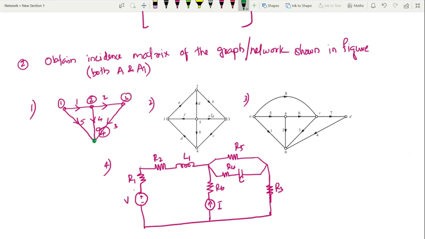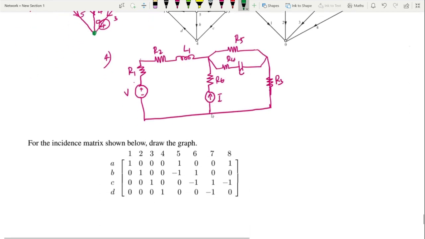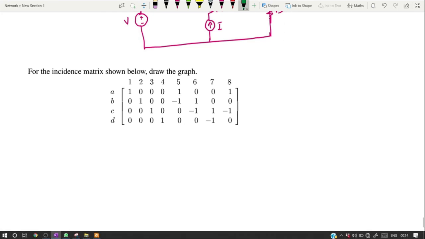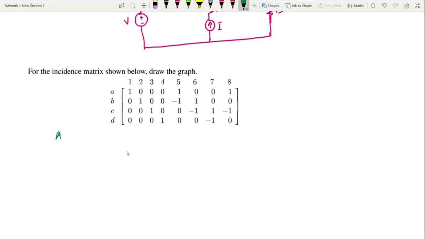Now let's see how to build the graph of a network from the given incidence matrix. So for the incidence matrix shown below, draw the graph. Let's see that one. First of all, let's see whether this incidence matrix is A or AI. How to find that? If we add all column entries of this matrix and get 0, then this is a complete incidence matrix. Otherwise, it is a reduced incidence matrix.